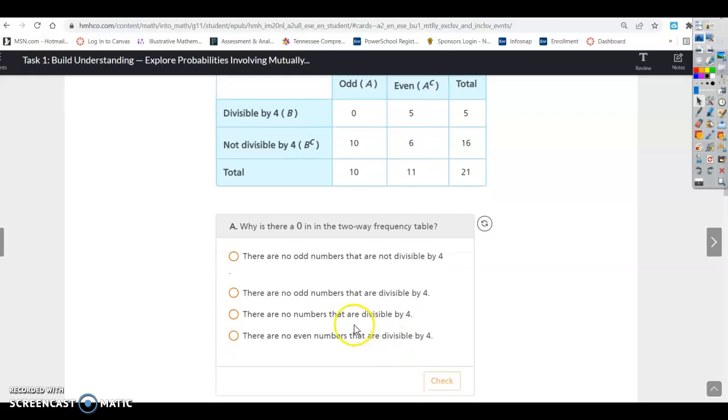It says, why is there a 0 in the two-way frequency table? If you look here, this one says divisible by 4, and this one says odd. So again, it can't be both odd and divisible by 4. There are no odd numbers that are divisible by 4. So this one is the correct answer.